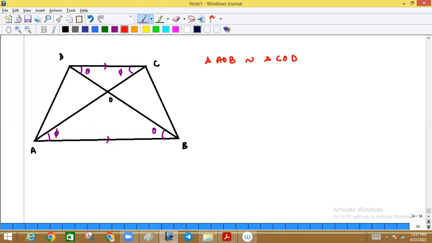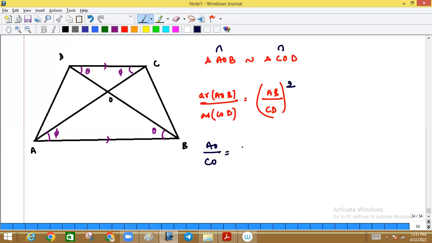Yes or no? Therefore, if they are similar, the area of AOB by the area of COD is equal to the square of the ratio of sides AB and CD. Any side you can take, not only this. I'm taking AB and CD whole square, which means if the sides are in 1:3 ratio, areas are 1:9. If sides are 2:3, areas are 4:9. Hope you understand. Apart from this, AO by CO is equal to OB by OD is equal to AB by CD. They are proportional, right? Is that clear?